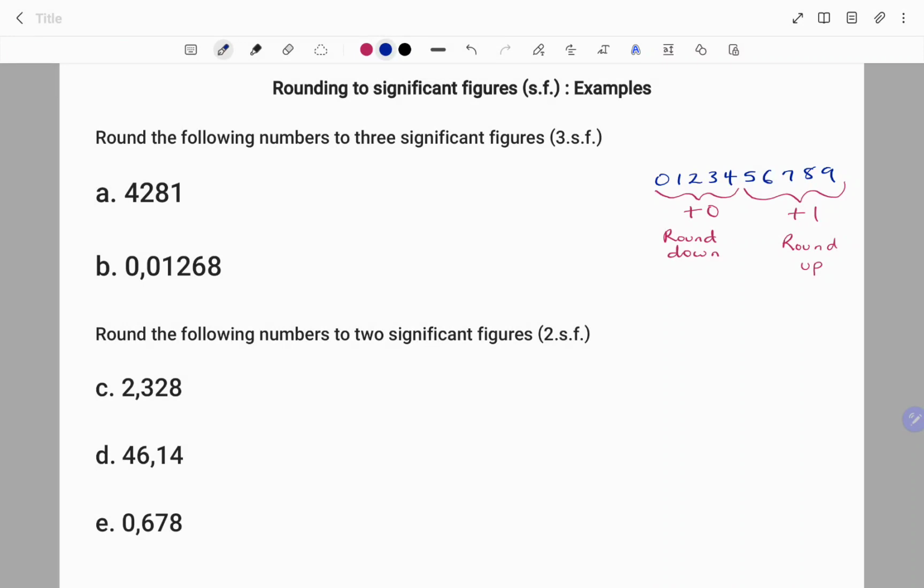Today we're going to learn how to round numbers to a certain number of significant figures.